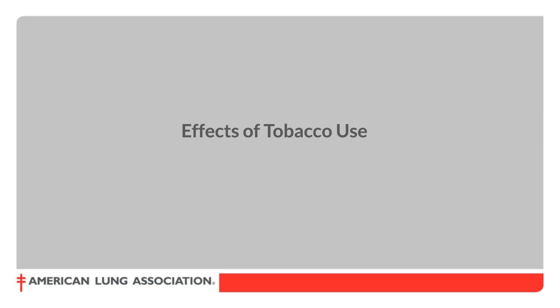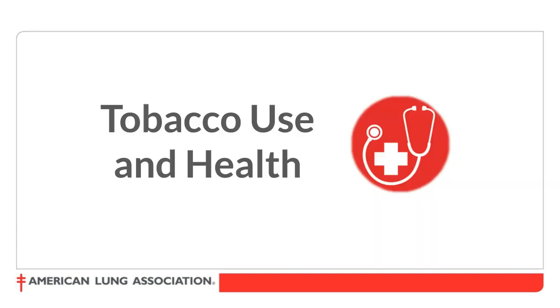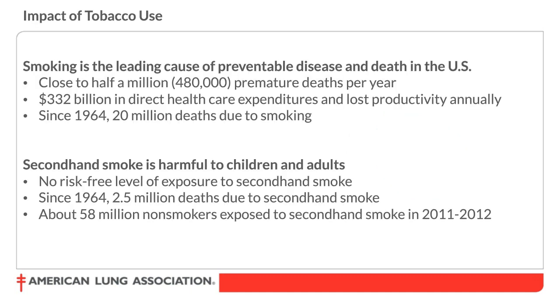Let's now cover effects of tobacco use. We'll start with tobacco use and health. Smoking is a leading cause of preventable disease and death in the United States. Close to 500,000 premature deaths per year are directly associated with smoking, which then attributes to about $332 billion in direct health care expenditures and lost productivity annually. Since 1964, 20 million deaths have been due to smoking.